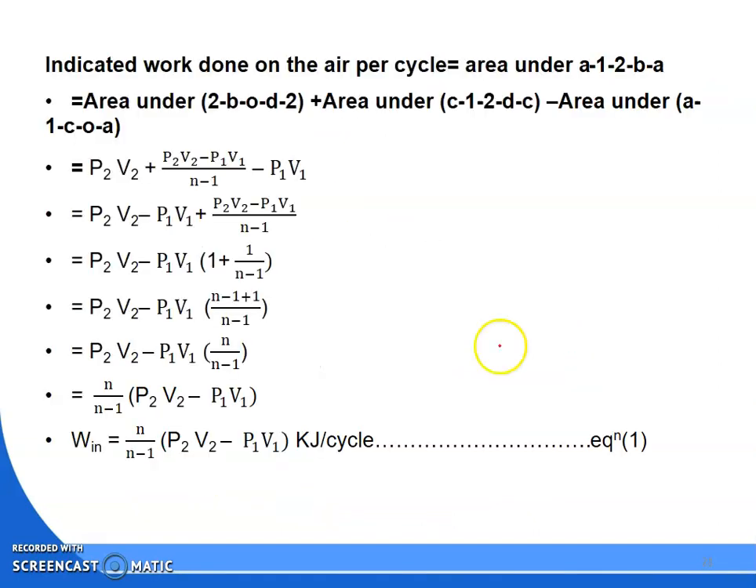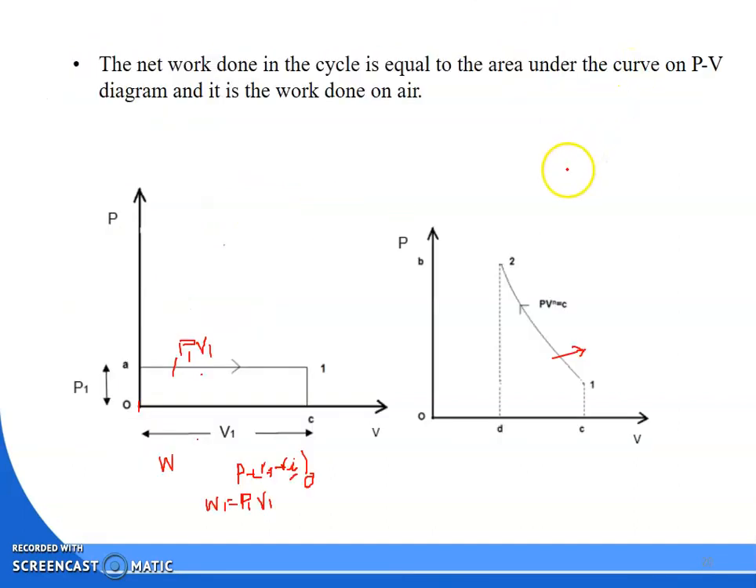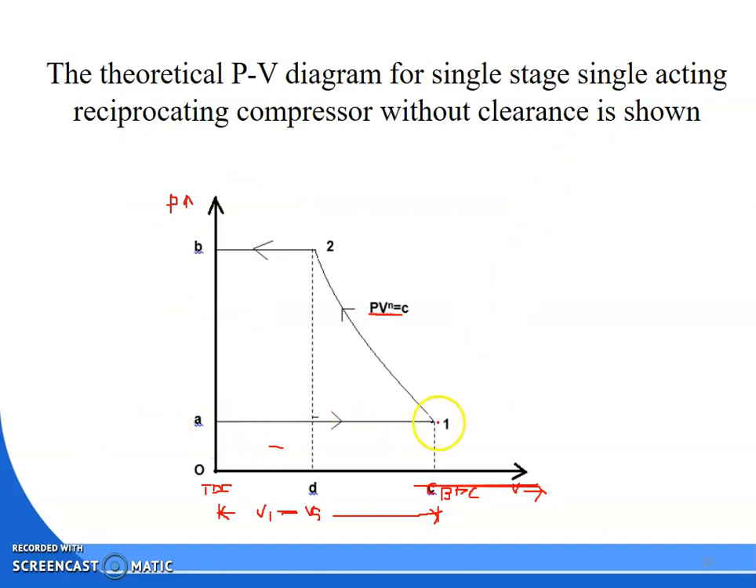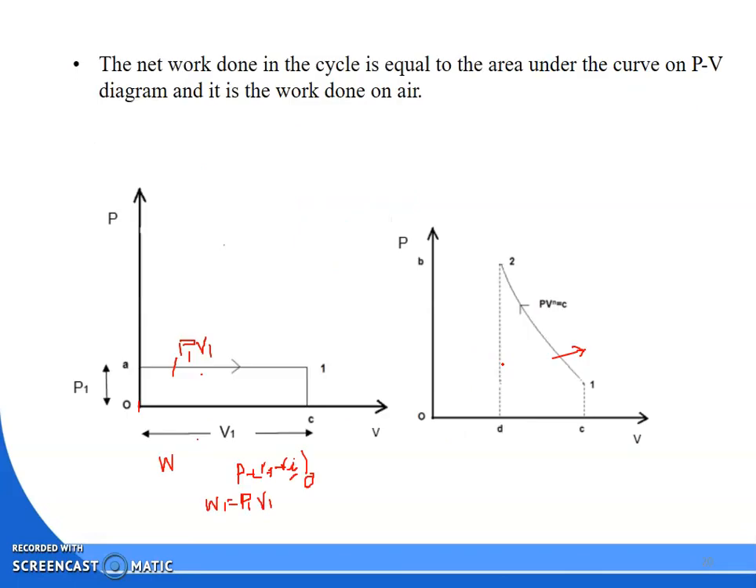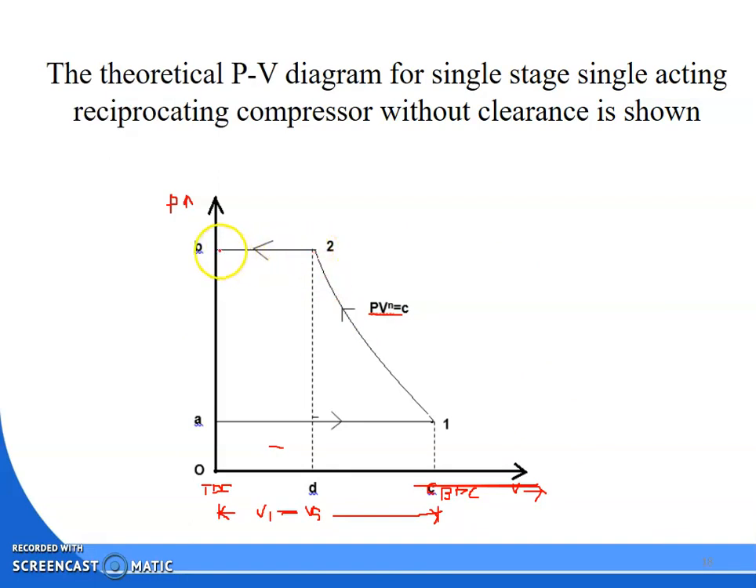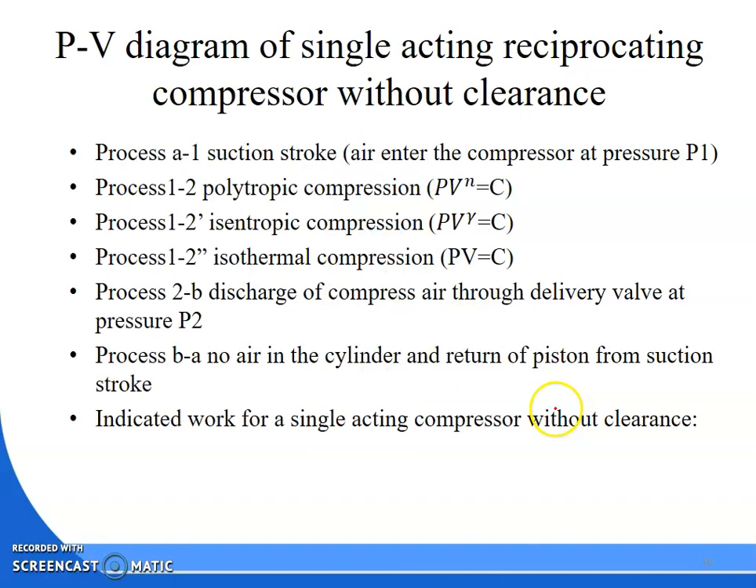Clear? See, we have to find out the indicated work done on the air per cycle. So we have to find the area under A to 1, 1 to 2, 2 to B, B to A, so that you have to calculate. For that you have to add 1 to 2, 2 to B, B to O, O to D, minus A to 1.